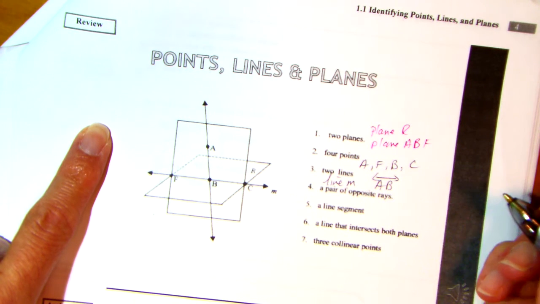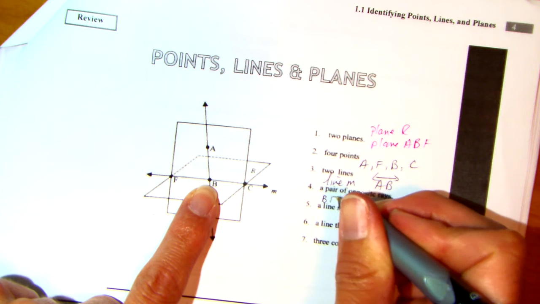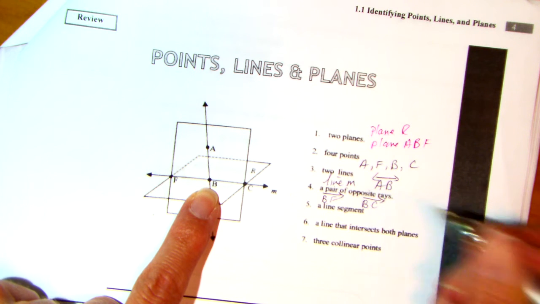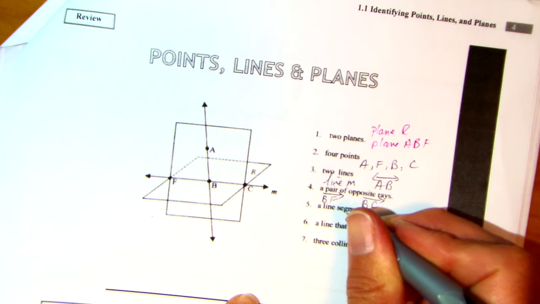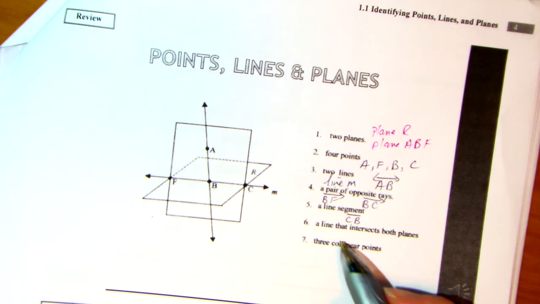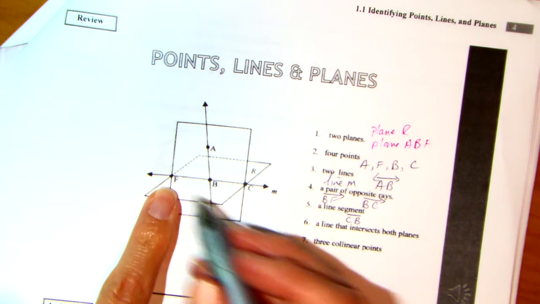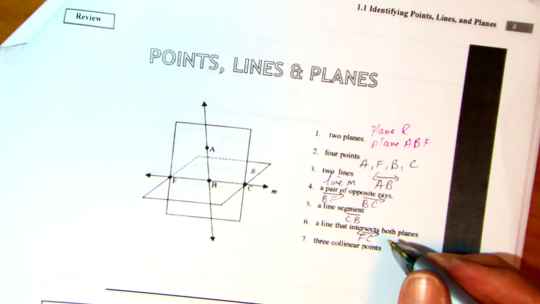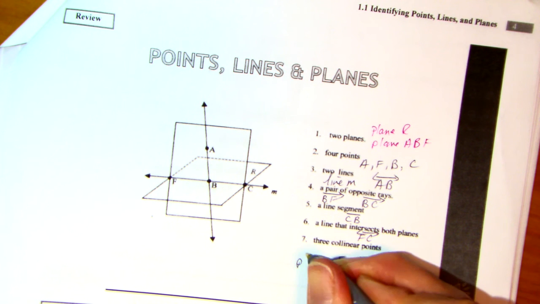Of course, there are others. Name a pair of opposite rays. BF with the ray above it. BC with the ray above it. How about a line segment? CB. Only put a segment, don't put arrows at the end. A line that intersects both planes. That would be FC or CF. And 3 collinear points. F, B, C. Should label points.